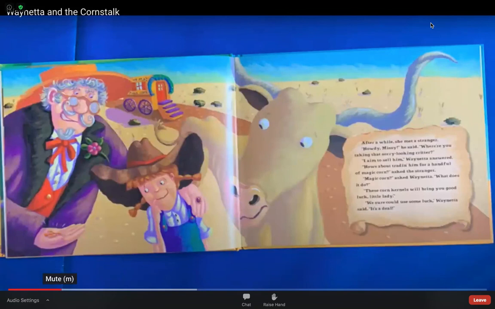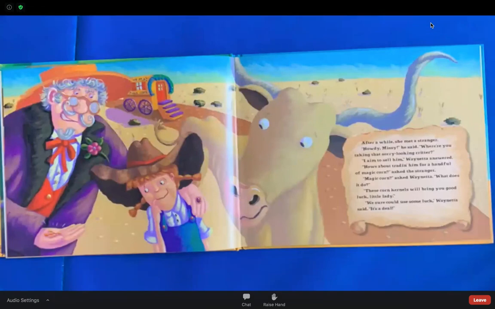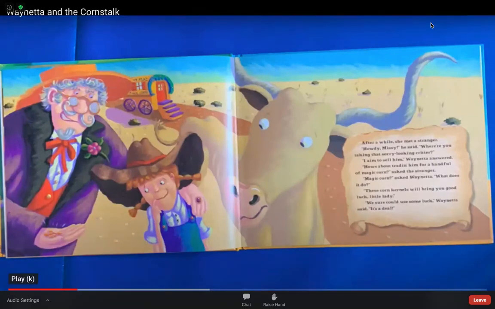After a while, she met a stranger. "Howdy, missy. Where are you taking that sorry-looking critter?" "I aim to sell him," Whenetta answered. "How's about trading him for a handful of magic corn?" "Magic corn?"